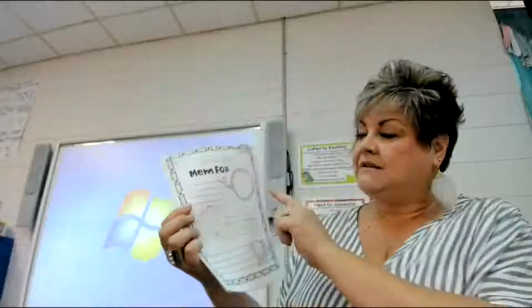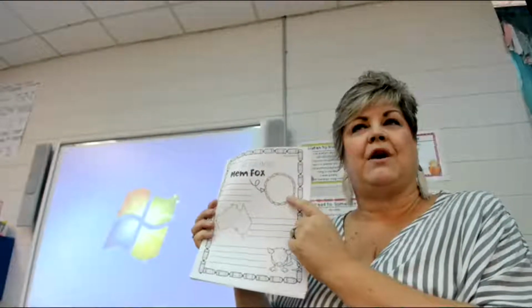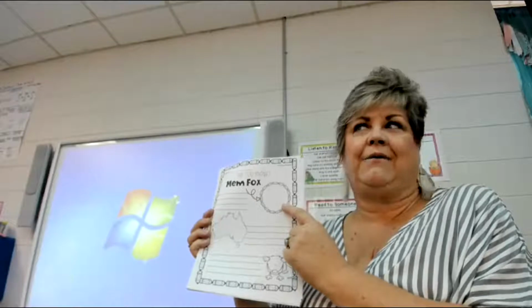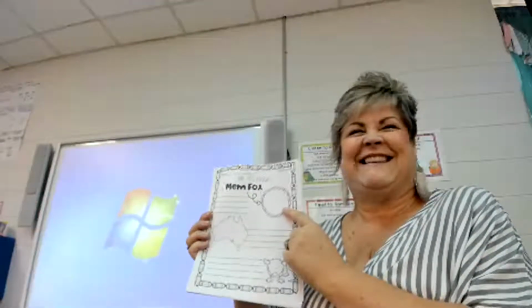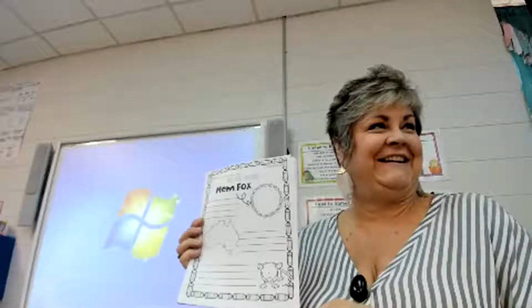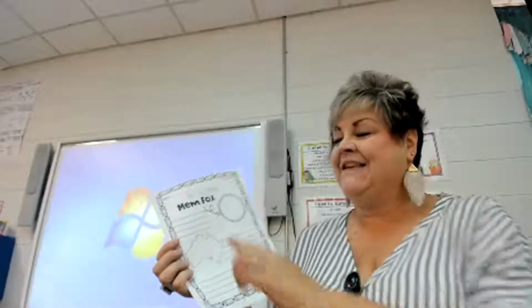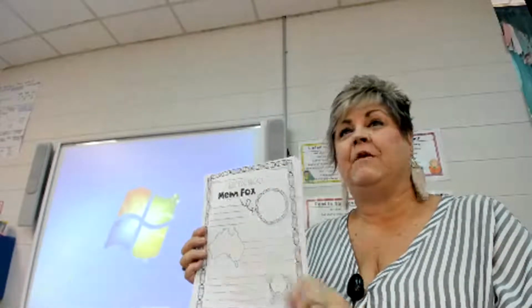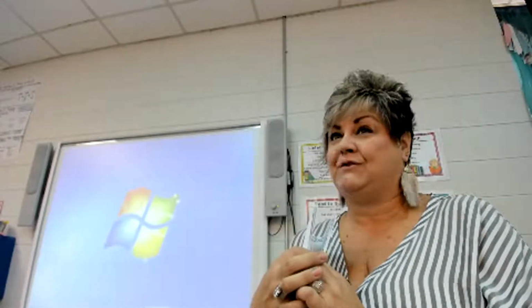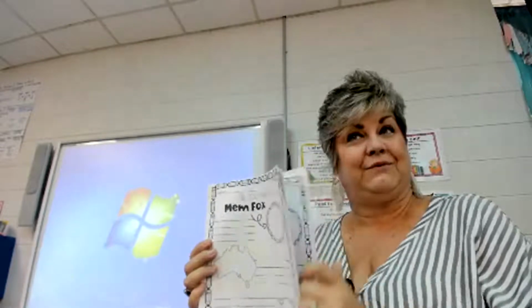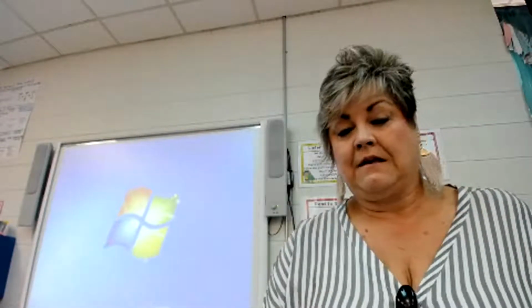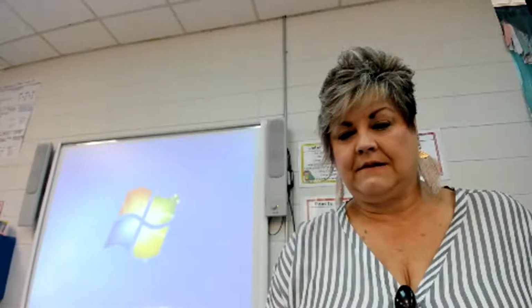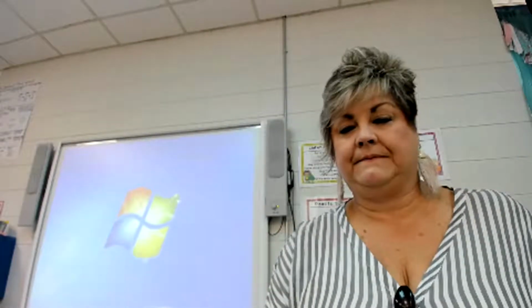All right, so I'm going to give you this sheet. There's a little place right here where you draw a picture of Mem Fox. I liked her hair. Why do I like her hair? It's kind of short. What color is her hair? She's kind of a redhead, yeah. And then you're going to write 3 things you learned about Mem Fox. Well, I didn't say tell me the 3 things you learned. You're going to write the 3 things you learned, okay? Yes, write sentences.